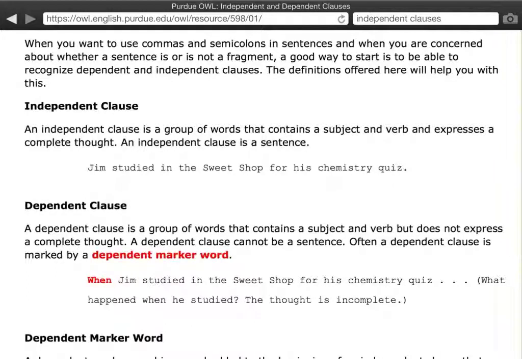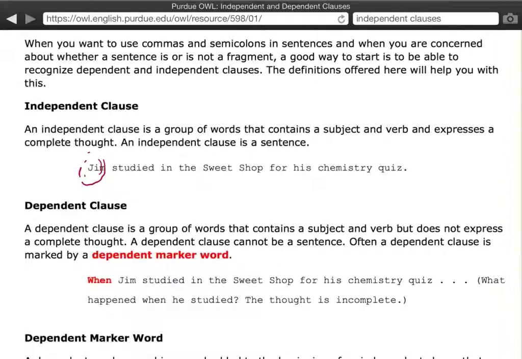Okay, so let's talk about independent and dependent clauses. An independent clause is a group of words that has a subject and a verb. So when you're looking at your subjects and verbs in this sentence, Jim studied in the sweet shop for his chemistry quiz. Who or what is the sentence about? That would be Jim.